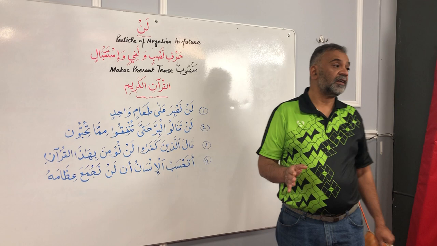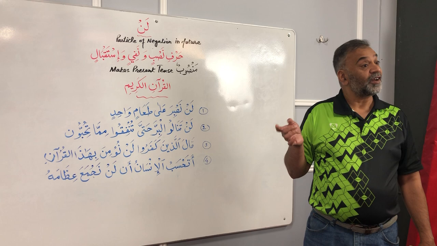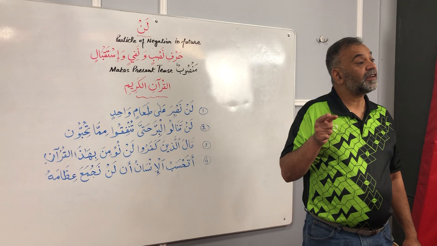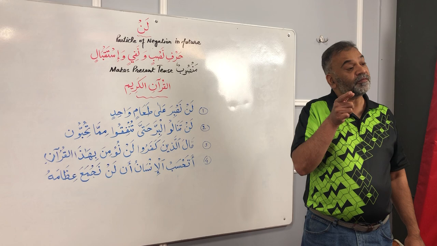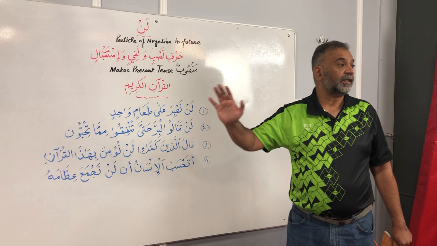Lesson number 20 is very easy, and then in the next class, we will introduce another particle, lam. Lam is also a particle of negation, but in the past, and it will make fil mudare majzum, and then fil mudare will be taken in the meaning of past continuous. And then what we'll do in the next class is we will compare lan and lam together.